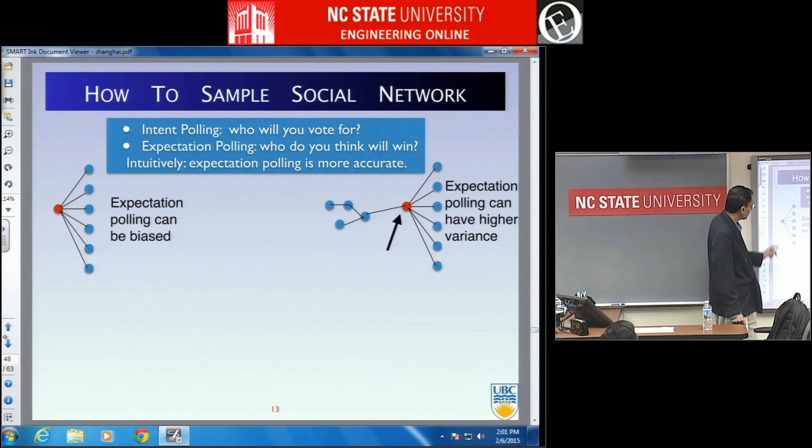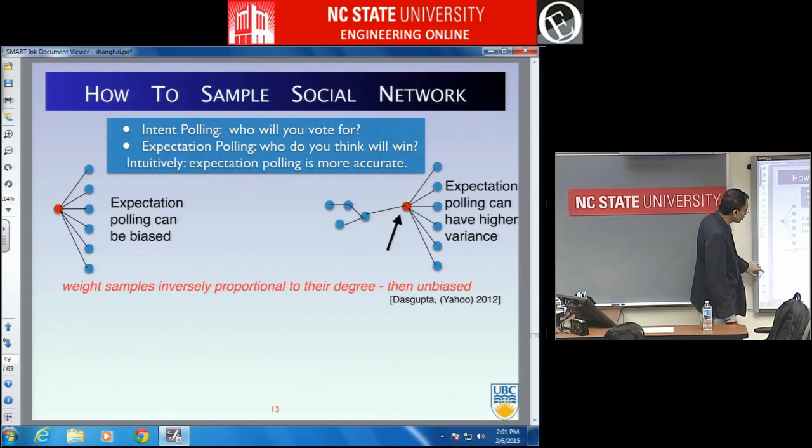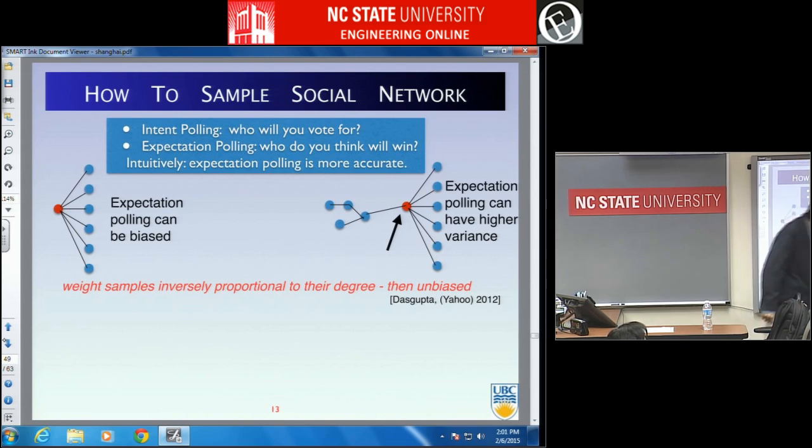Actually, expectation polling can be horribly biased. So if there are all these Democrat guys and one Republican guy, the red guy, they're all biased because each one of them is going to take the same red guy into account when you ask them. So they're going to count this red guy that many times. So it really depends on the structure of the social network. And also the variance can be higher too in many cases.